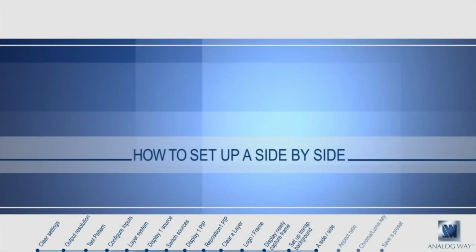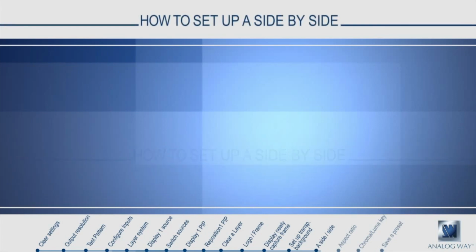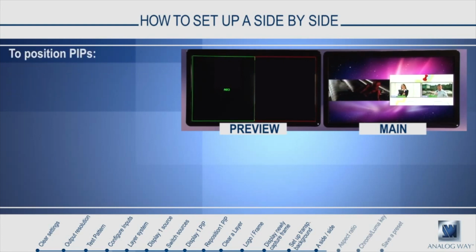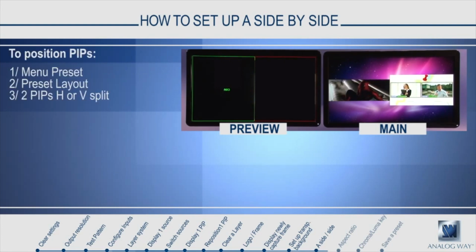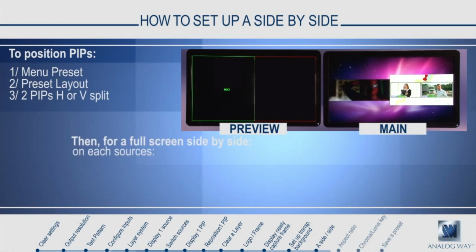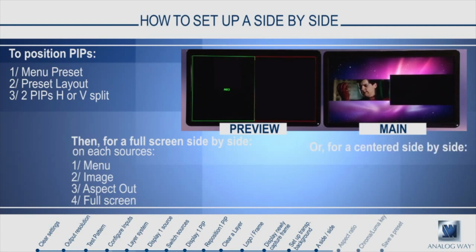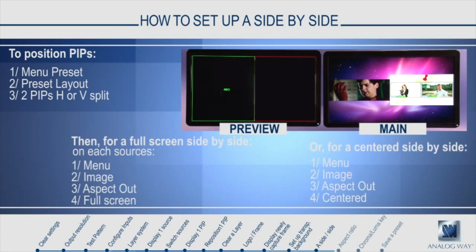How to set up side-by-side PIPs. To set up side-by-side PIPs, you can select two layers next to each other. Use the layer adjustments to resize and position the layers so that they are side by side. Depending on your choice of aspect ratio settings, you can have the layers appear centered in the window, full screen, or cropped. By using the transparent background feature, you can also see the background frame behind.